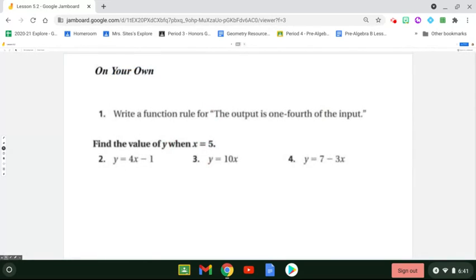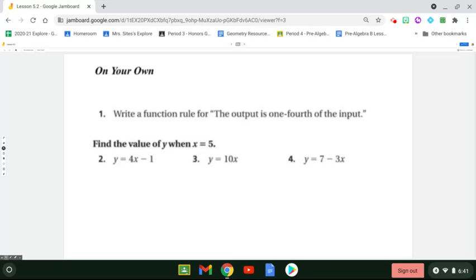Here's a chance for you guys to try it. We're going to write a function rule for the output is 1/4 of the input. Then for problems 2, 3, and 4, you're going to be finding the value of y when the x value is 5 for each one of those. So take some time right now and figure those out, and then you're going to write your answers into Edpuzzle.